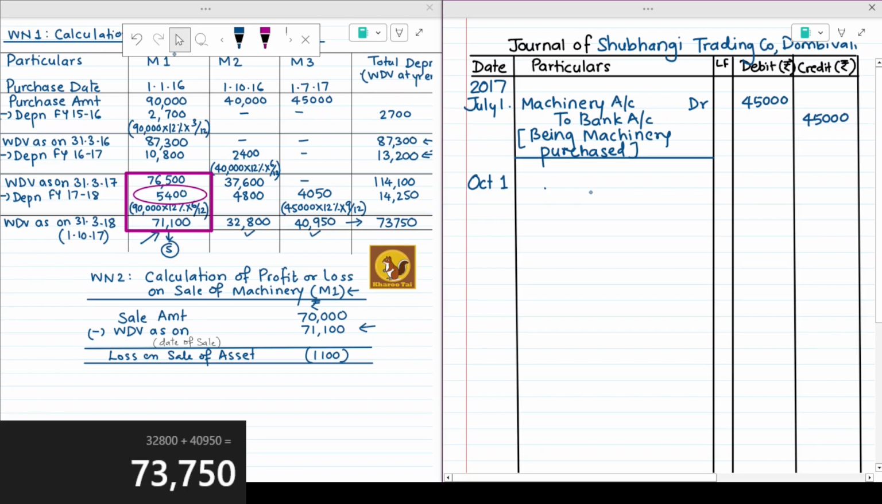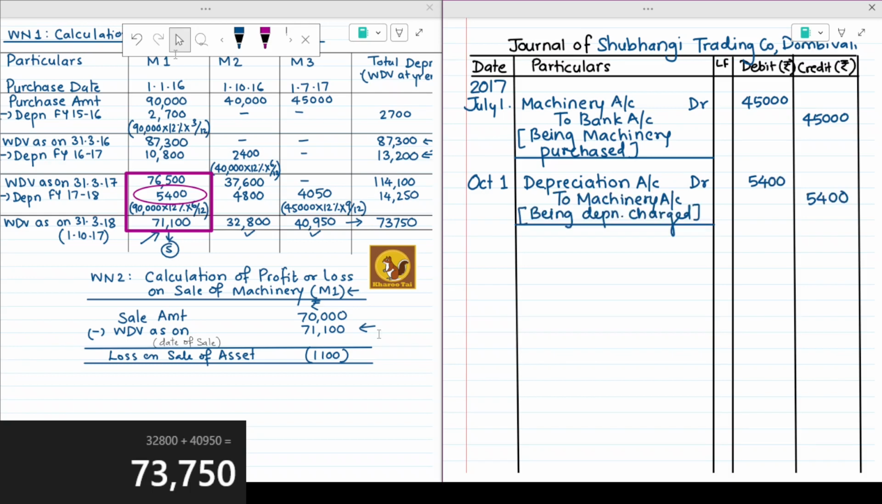5,400. So the entry will be depreciation account debit 5,400 to machinery account 5,400, being depreciation charged. Then we will pass the sales entry. While selling the asset we received 70,000 and the asset of 71,100 is going out of the business.